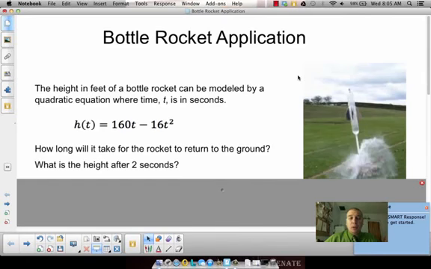Alright, so we got 3 more to go. I'm hoping to keep these short and sweet because I know some of them are taking a little bit of time, so I'm just going to roll right onto it. So, number 11, bottle rocket application. Something kind of cool. I've never done these. I might have to try it just for kicks.